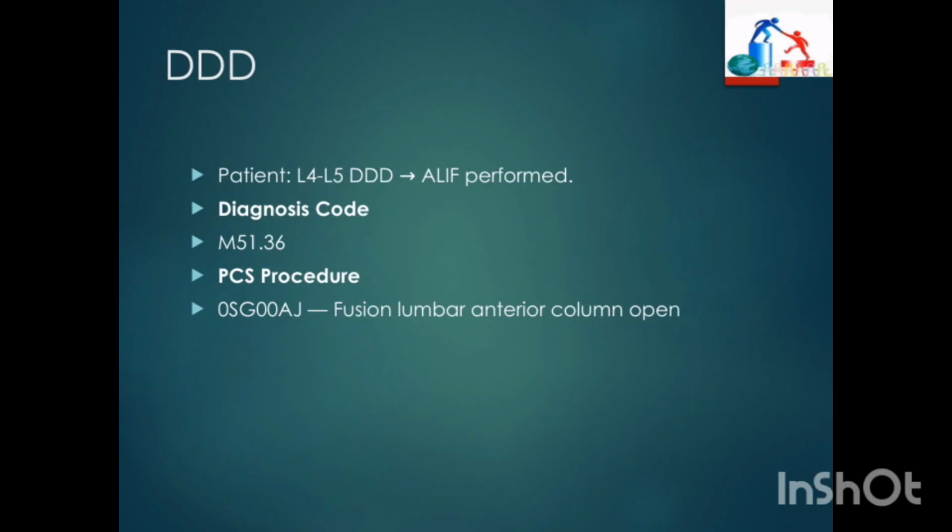Regarding the procedure, we use the PCS code 0SG00AJ, which stands for a fusion of the lumbar anterior column through an open approach. Essentially, this means we access the spine from the front, remove the degenerated disc, and fuse the vertebrae to stabilize the segment. This slide reinforces how we classify and document these interventions, connecting the diagnosis with the specific surgical approach used. It's a good example of how precise coding and understanding of the procedure are critical for effective treatment planning and documentation.